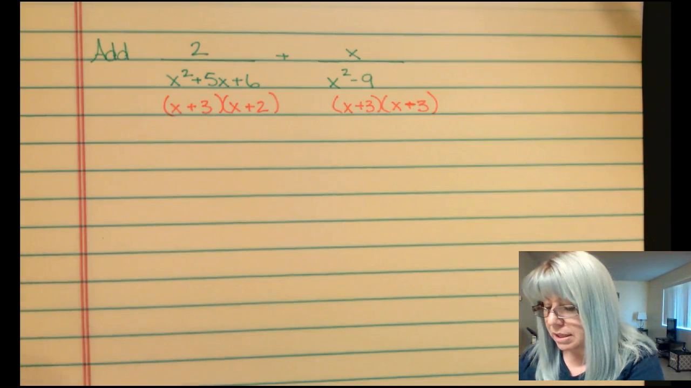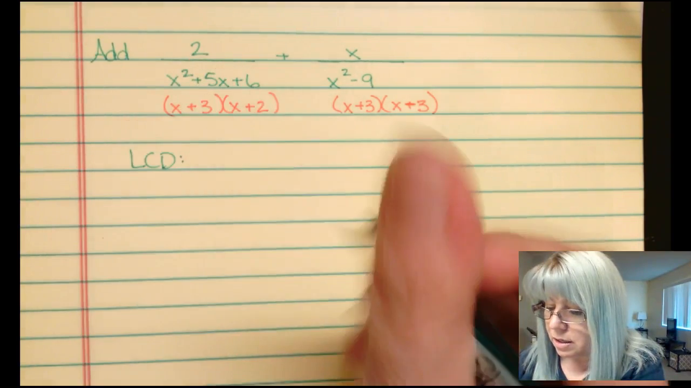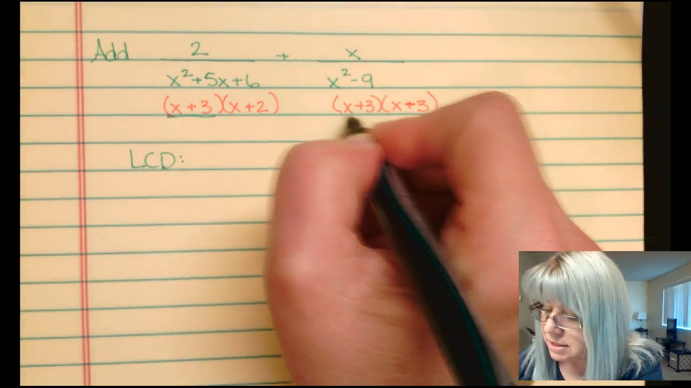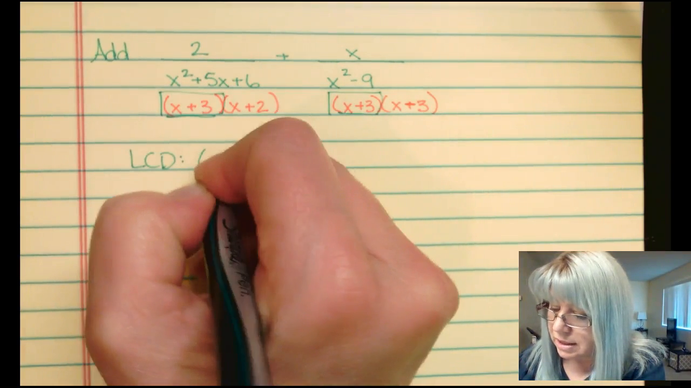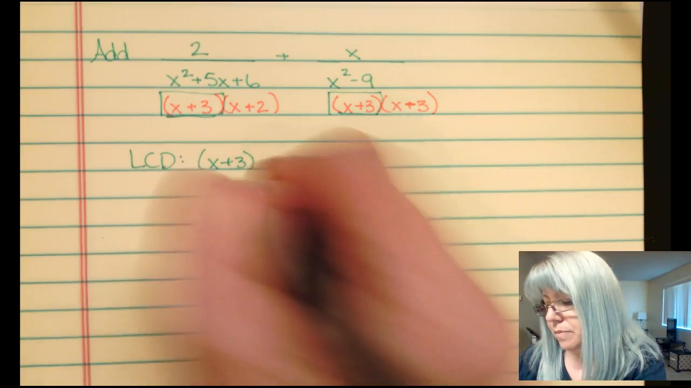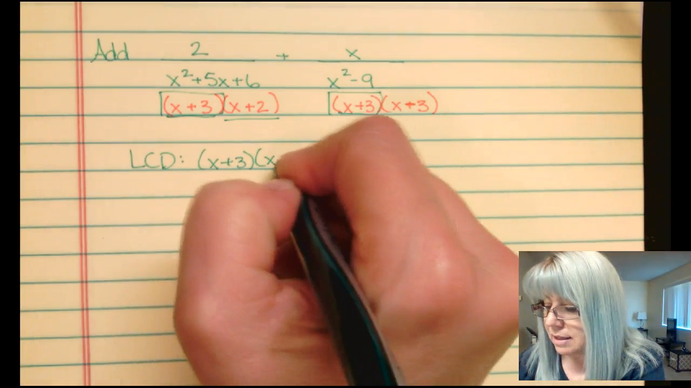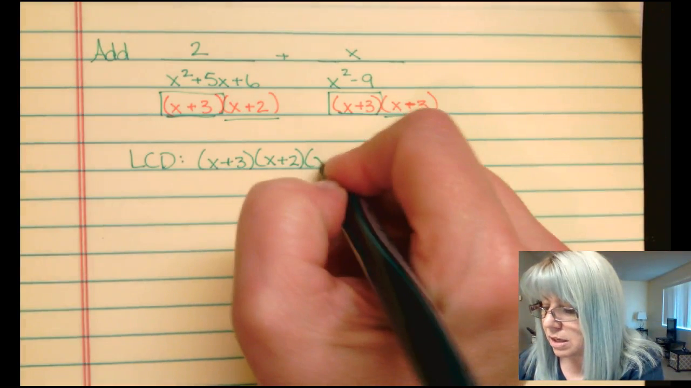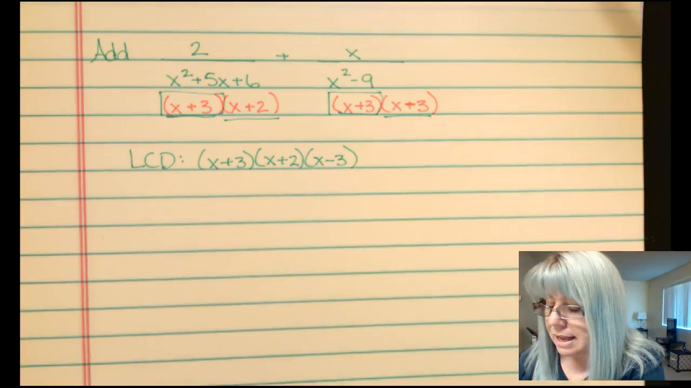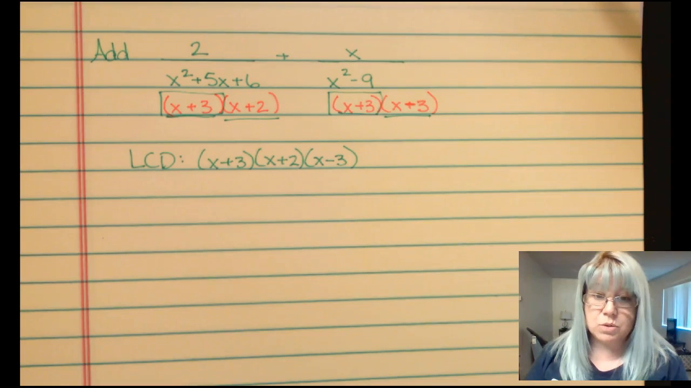So what will be the LCD here? Well, they both share the x plus 3, so we need that. But then the first term has an x plus 2, so we need that. And the second term has the x minus 3, so we need that. So our LCD is x plus 3, x plus 2, x minus 3.